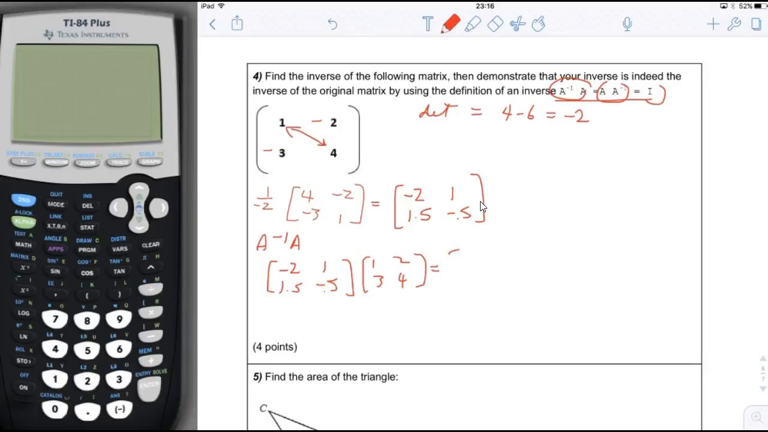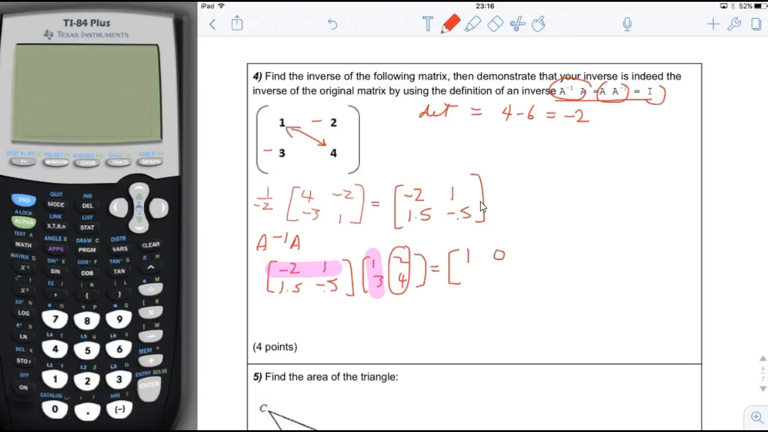So I'm going to do this real quick. Negative 2 times 1 is negative 2. 1 times 3 is 3. 3 minus 2 is 1. So far, so good. Now I'm going to multiply times this one. Negative 2 times 2 is negative 4. 1 times 4 is positive 4. 4 minus 4 is 0. Good. Now the bottom row.